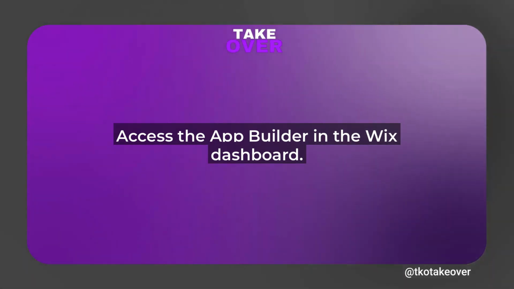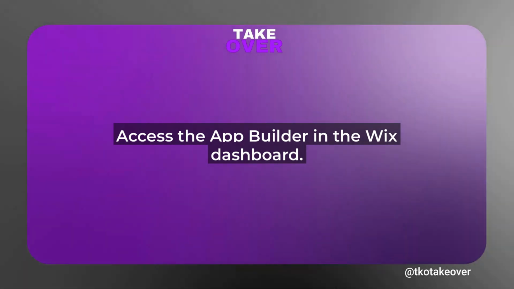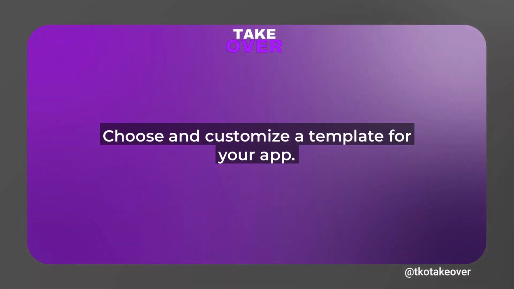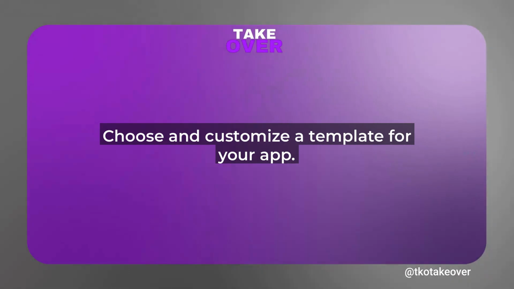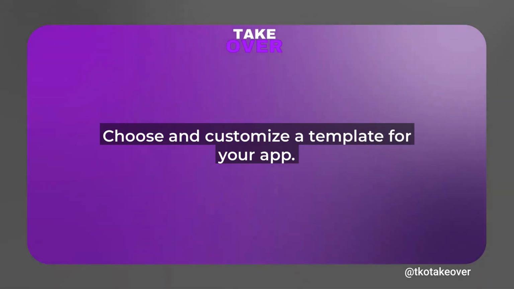Let's jump right in. First things first, you'll need a Wix account. Head over to the Wix website, sign up if you haven't already, and log in. Once you're in, navigate to the Wix dashboard and look for the App Builder section. It's right there in the main menu. This is your gateway to turning ideas into reality.